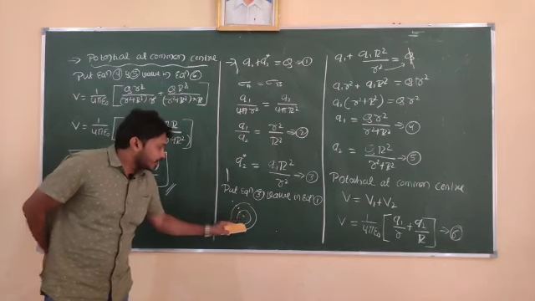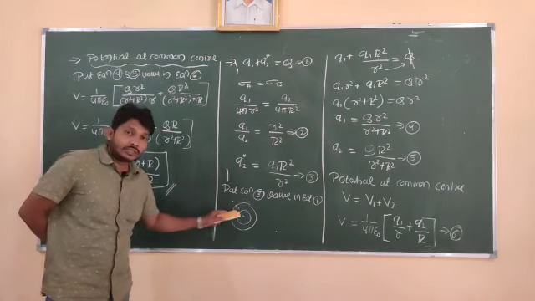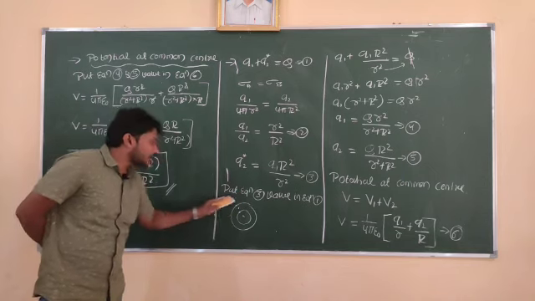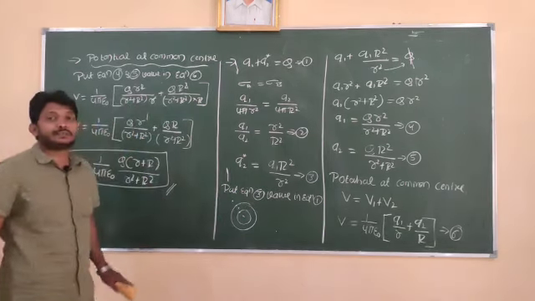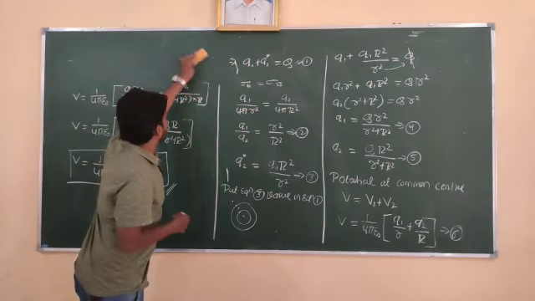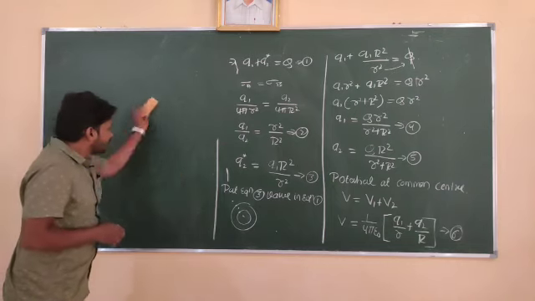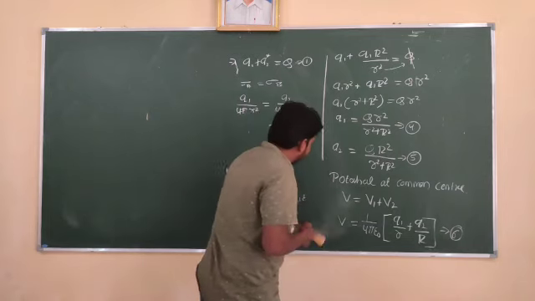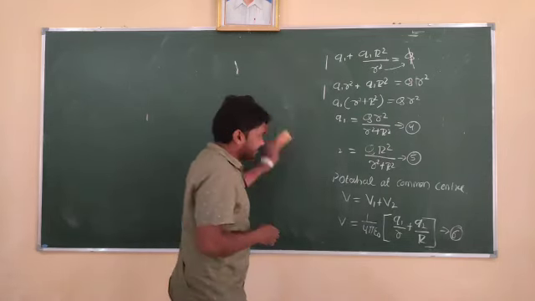First one, potential at the inner sphere, potential outside the inner sphere and inside the outer sphere. Then potential on the second sphere and potential outside the first sphere as well as the second sphere. So these are all the different cases I will take here. So I will consider two concentric spheres, and I will find out the potential value at different regions.